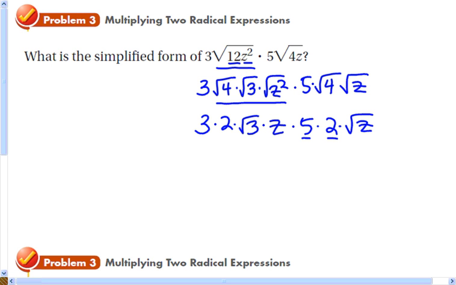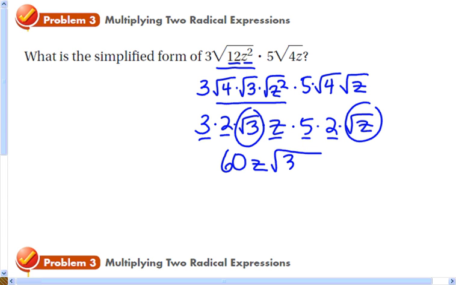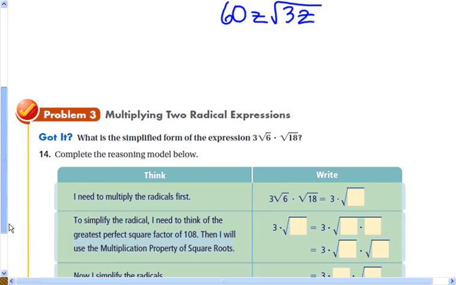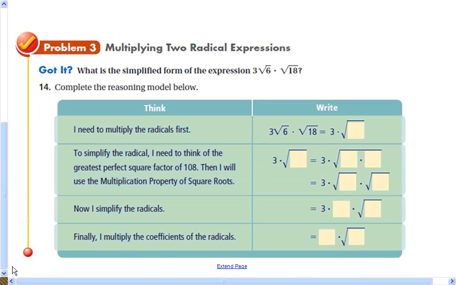Everything that's not under a radical sign, we'll combine those. So 3 times 2 is 6, times 5 is 30, times 2 is 60. And then we have a z there, and then these parts are still underneath the radical, and they can't be simplified anymore, so we're going to leave them underneath the radical. So that's what we get. All right. I'll let you try that. You can check back with your answer.